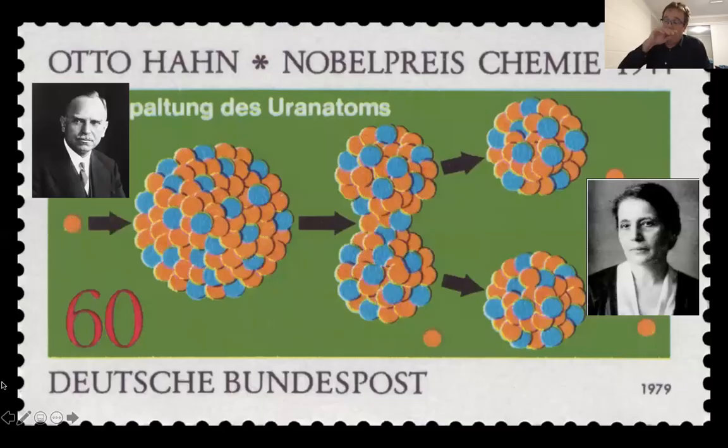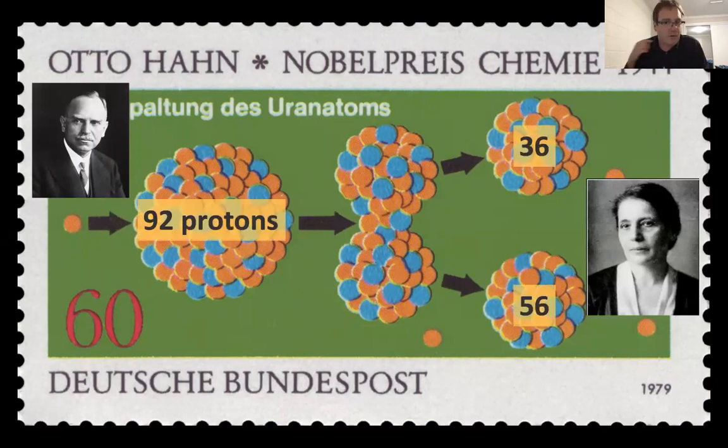So let me start with fission. Fission, as you know, has been known for a long time. It's about more than 80 years now. And it was discovered by Otto Hahn and Lise Meitner. So Otto Hahn, by bombarding uranium with neutrons, observed the formation of barium. And that was later on interpreted by Lise Meitner as a fission, so as a splitting of the uranium in two lighter fragments.